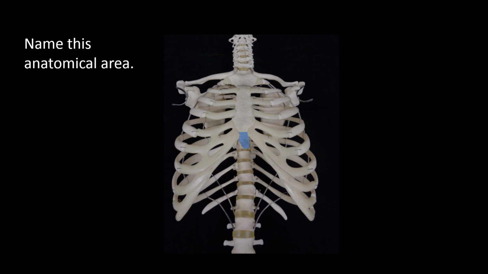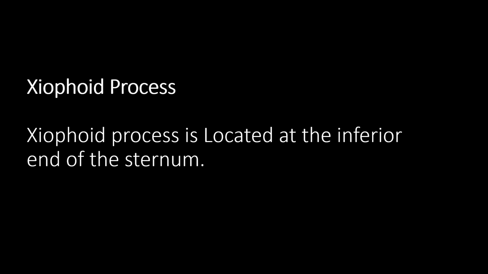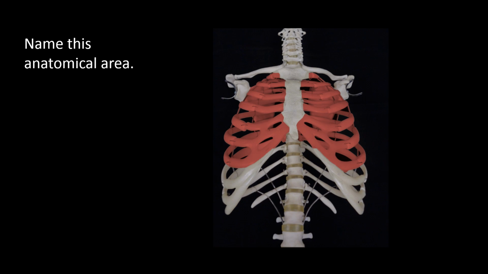Name this anatomical area. The Ethmoid process. The Ethmoid process is located at the inferior end of the sternum. Name this anatomical area.